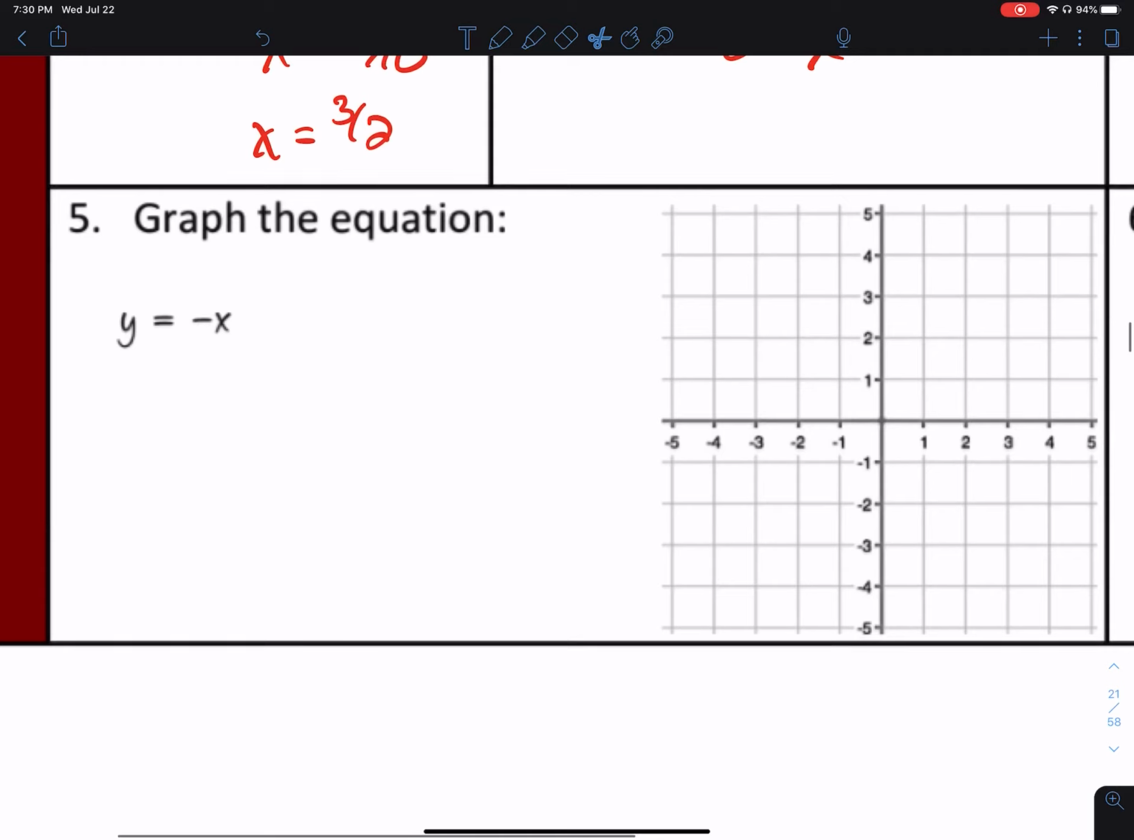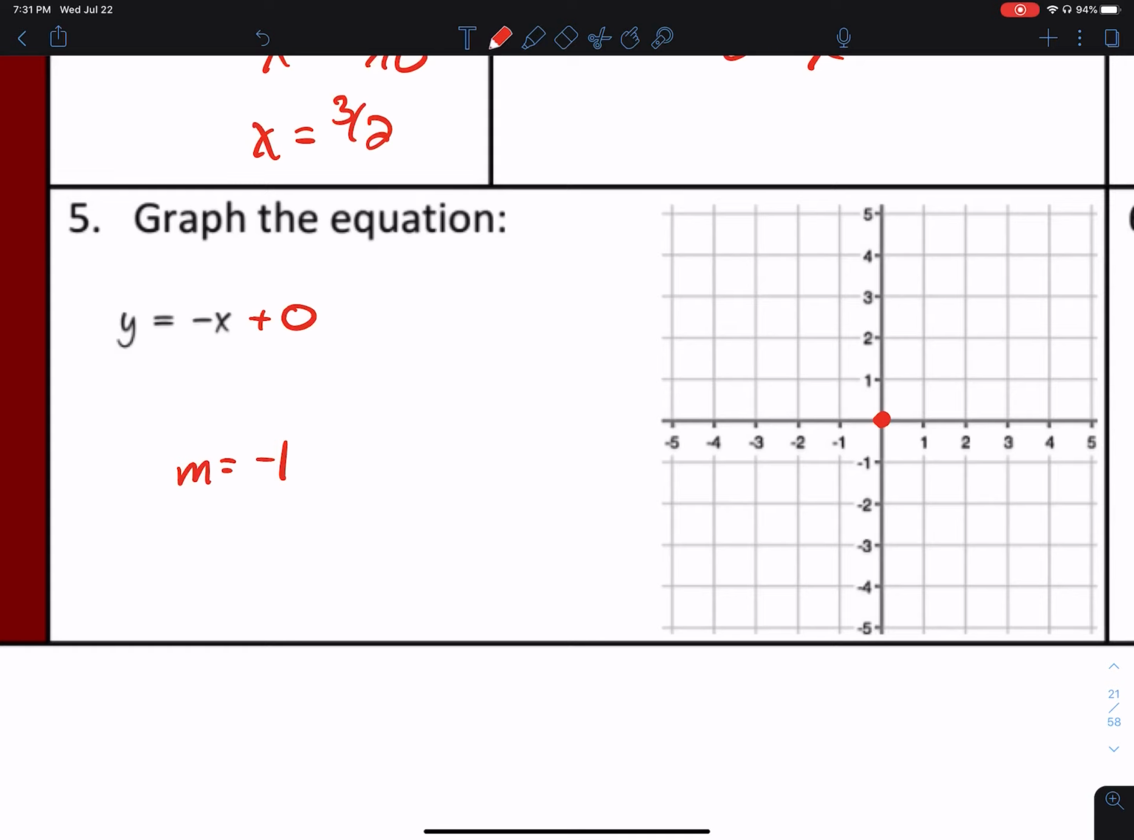Graph the equation. Maybe you haven't done this for a while. To graph an equation, generally you want the equation in slope-intercept form. That's the most common way to do it. In this problem, the y-intercept is 0. So that means it's going to cross the y-axis at 0. And the slope is the coefficient of x, which in this case is a -1.